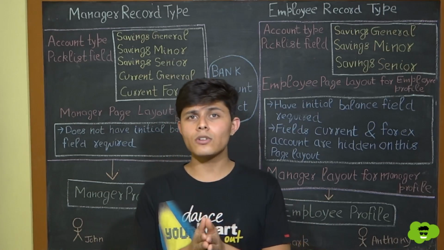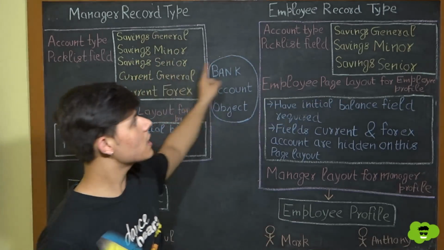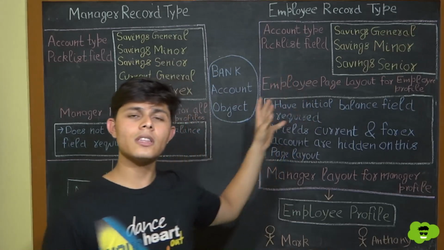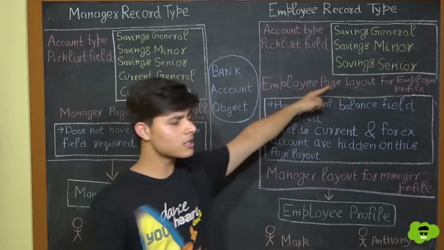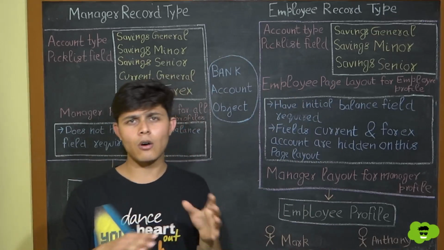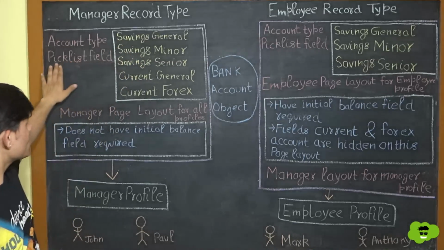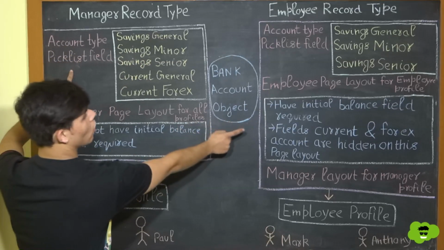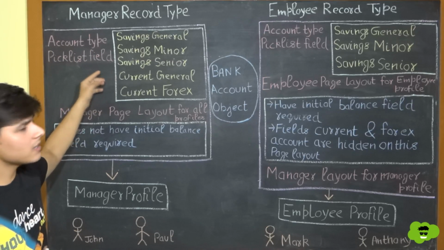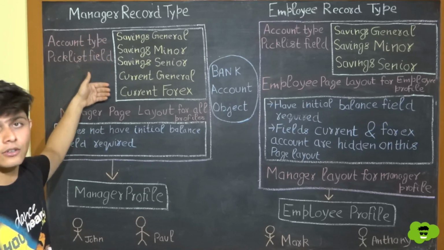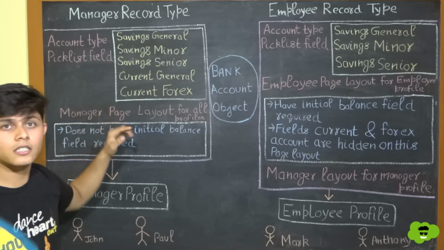So for that, you'll create two record types. One is for the manager and another one is for the employees. And there you'll control both the things, that are the picklist value sets and the page layout. Let me tell you how it works. First of all, let's have a look at the manager record type. Here on this bank account object, we have an account type picklist field, and this picklist field has 5 values which are savings general, savings minor, savings senior, current general and current forex.